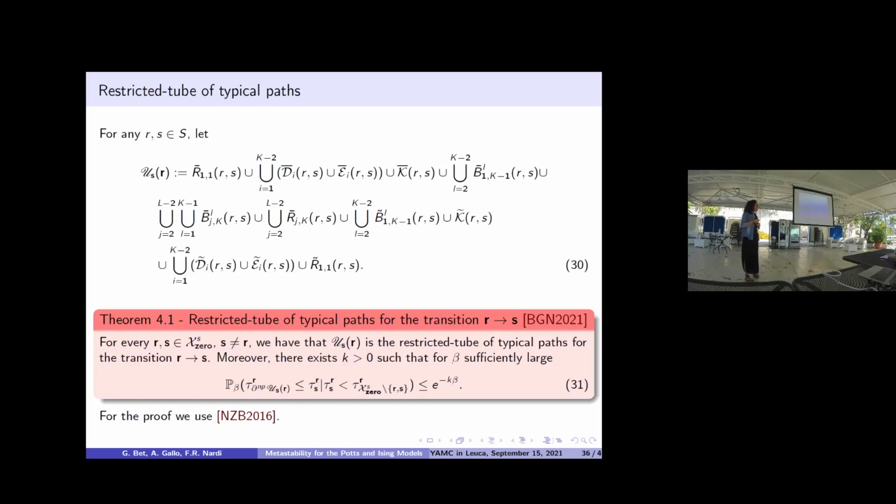Finally, we obtain the geometrical description of the restricted typical trajectories, considering all the configurations that belong to that object that I call the bridge, with the configurations that belong to the extended cycles. And using a model-independent result of the Nardi-Zocca-Apollonio paper of 2016, we prove that the probability to visit a configuration that does not belong to this set in order to realize the restricted transition from R to S is exponentially small.